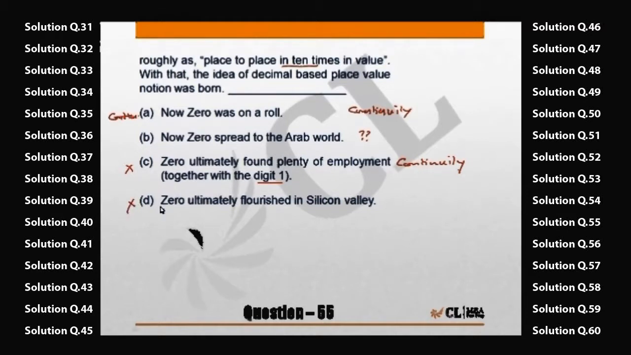Zero ultimately flourished in Silicon Valley, out of scope. Okay, this is out of scope as well as on account of continuity. On both these parameters, I would say it is incorrect. So we are left with A and B.